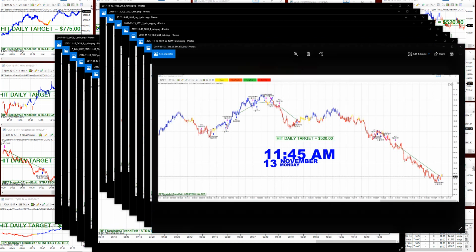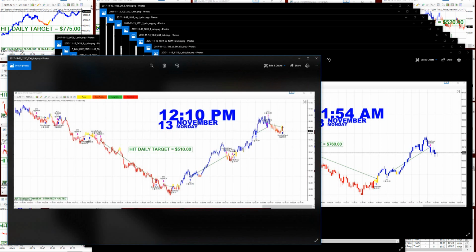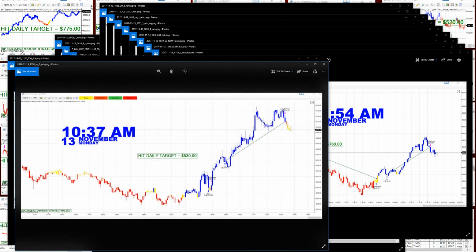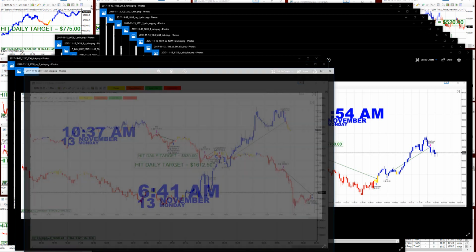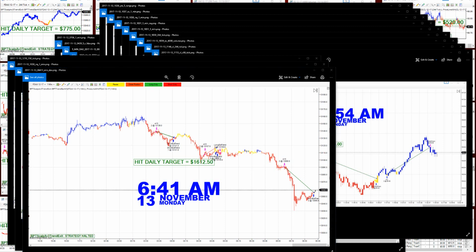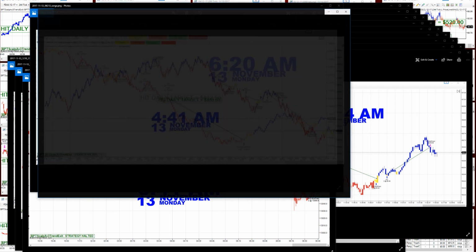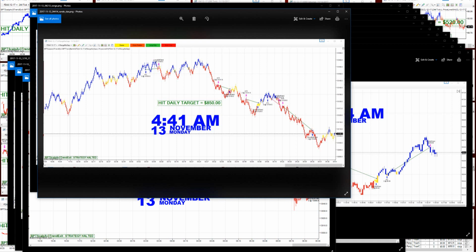CL, we were done at 11:45. CL 11:54. You can see when the market is struggling. CL 12:10. So you can see immediately that today the CL was really going south and it's not moving in the right direction. NASDAQ 10:37, 1 minute chart, we are done. DAX 641, we were done. DAX 3 range 620, we were done. DAX 4 range 441, less than an hour, we were done.